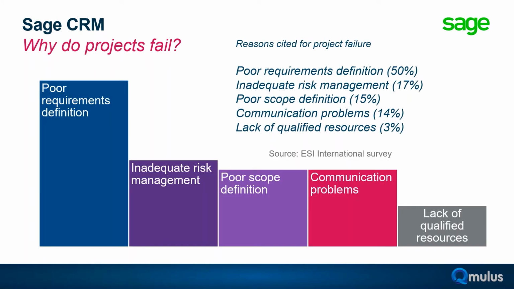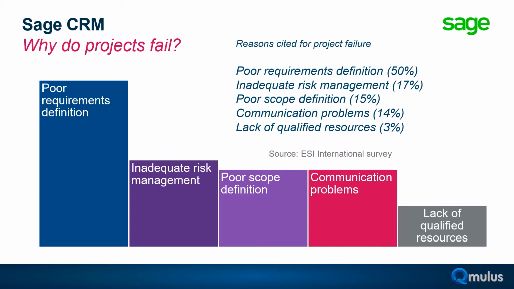So this is a source from an ESI International survey. You may have seen this on the previous presentation from David. If we have a look here, you can see that the key reasons as surveyed are poor requirement definitions, inadequate risk management, poor scope definition, communication problems, and lack of qualified resources.